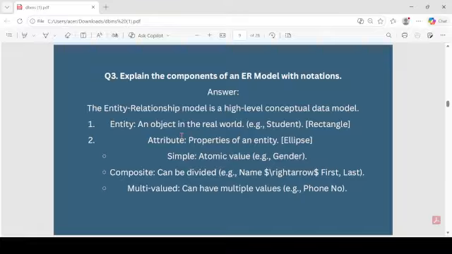The next is simple, meaning simple atomic values, like gender. A composite attribute can be divided, for example name, which is first and last. The next is multi-valued, which means it can have multiple values, for example phone number. So this is the third question.